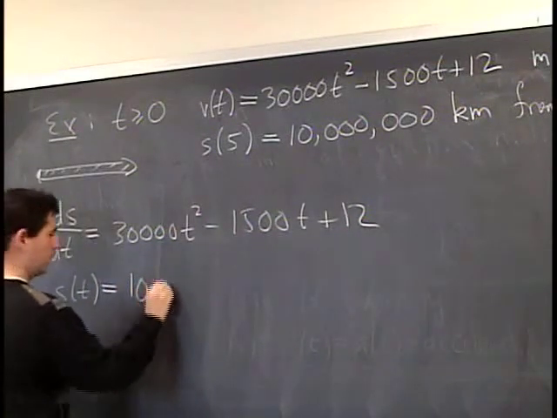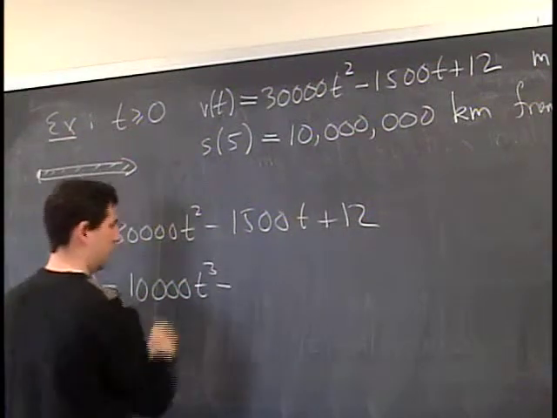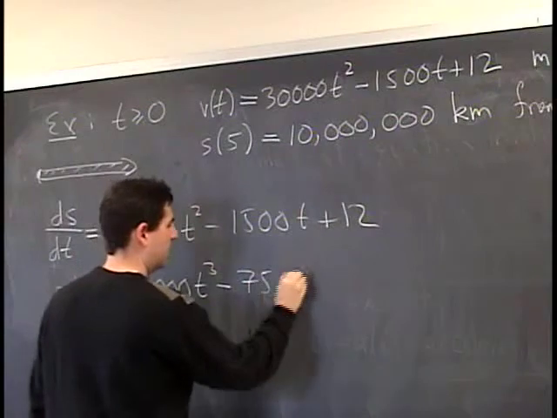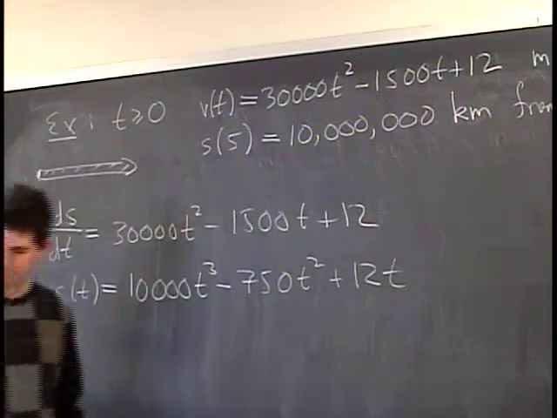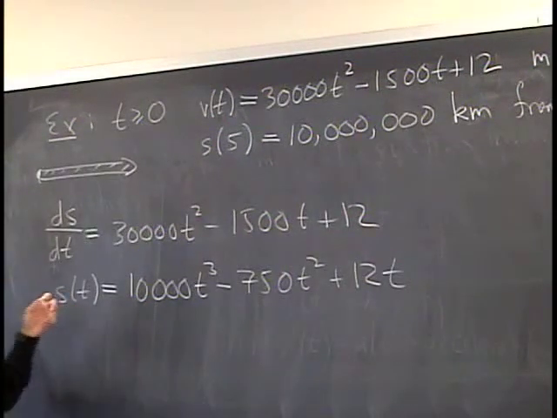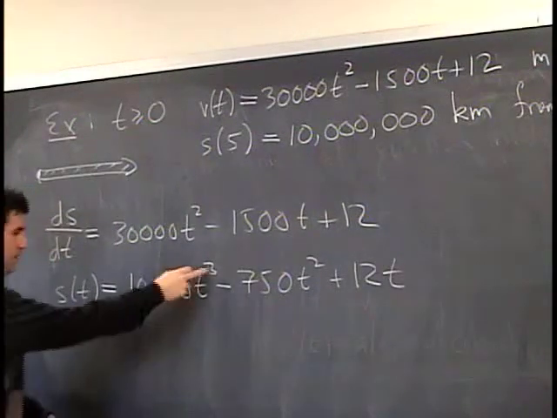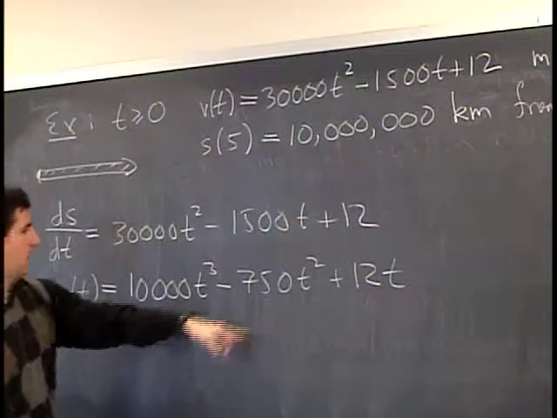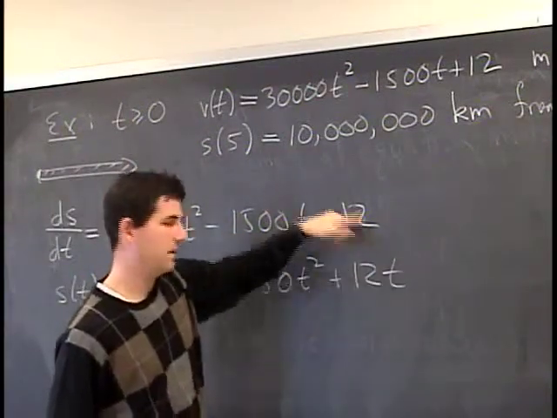Let's write down 10,000 t cubed minus 750 t squared plus 12t. Okay. Does this position function satisfy this differential equation? Yes. Sure, right? We take the derivative. You get 3 times 10,000, 30,000 t squared. 2 times 750 is 1,500. Good. All right, derivative of 12t is 12. Beautiful.